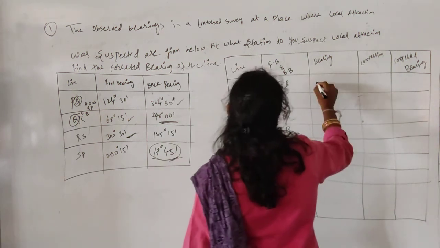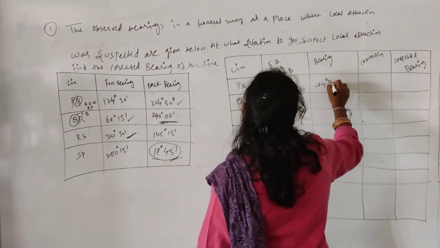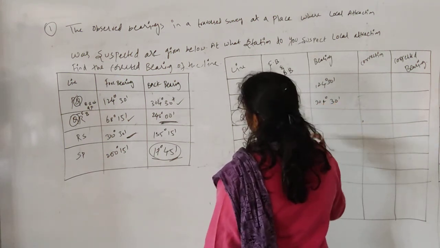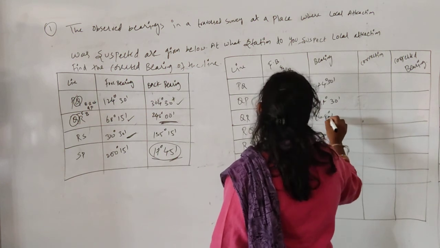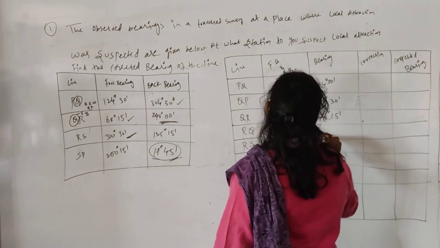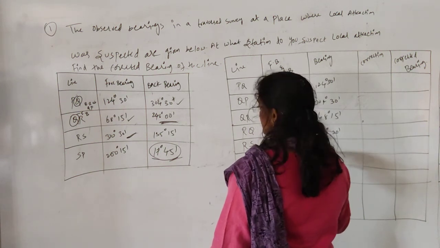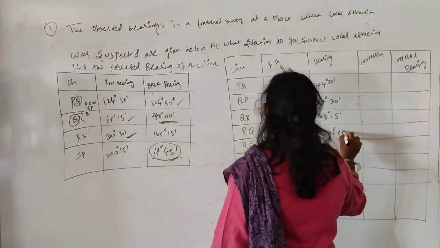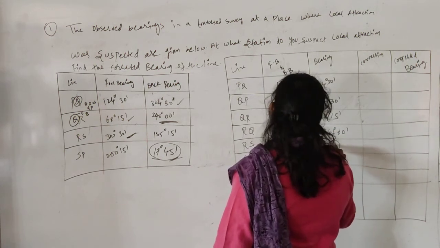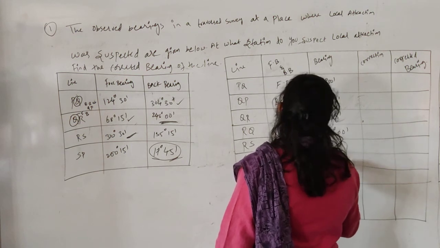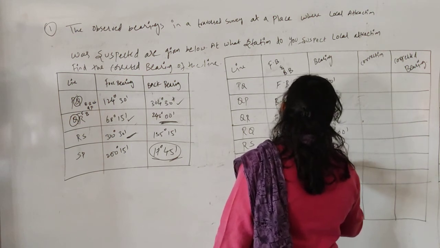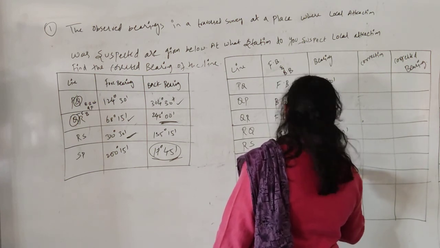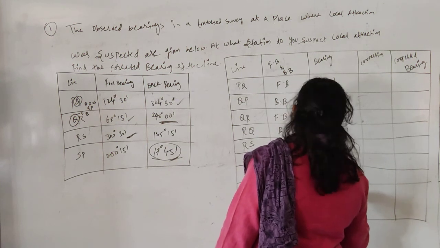What are the values here? 124 degrees 30 minutes, 304 degrees 30 minutes, 68 degrees 15 minutes, 310 degrees 30 minutes, 246 degrees 00 minutes, 310 degrees 30 minutes, 135 degrees 15 minutes, 200 degrees 15 minutes, 17 degrees 45 minutes.